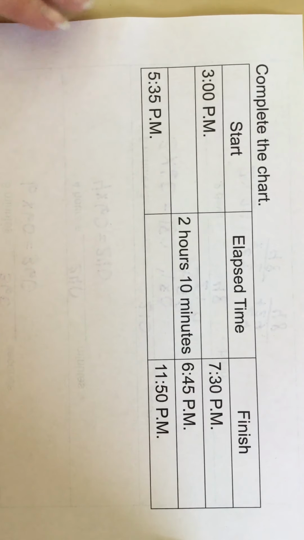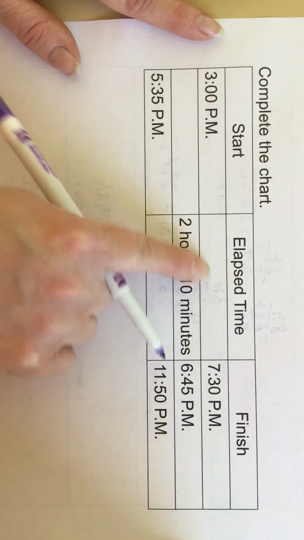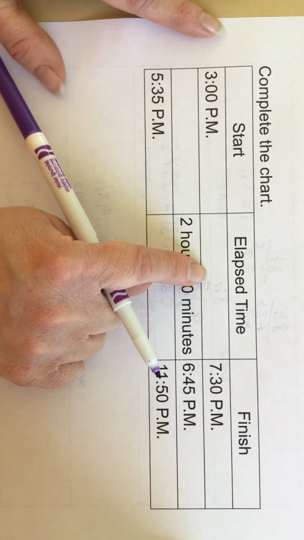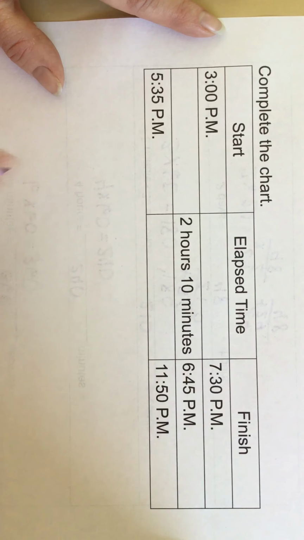All right, next we're going to complete this chart. It says there's the start time, an elapsed time, and a finish time. And we need to fill in the blanks that we see. So the first one is 3 p.m. is the start time. We need to figure out how many hours and minutes are in between 3 p.m. and 7:30 p.m.